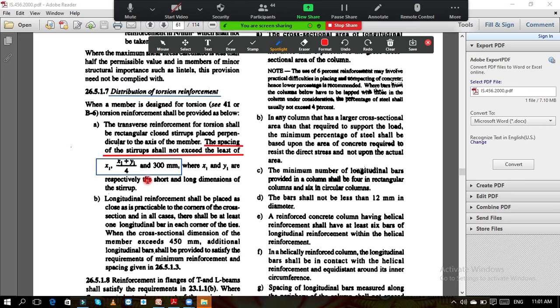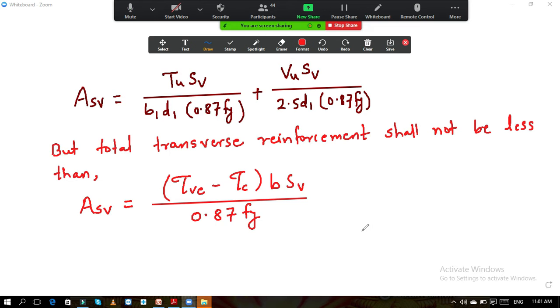Okay, so start the numericals. We'll start to solve the numericals. So I will write down the problem, you write it simultaneously with me, and then we will try to solve it. Okay, so now write the problem with me.